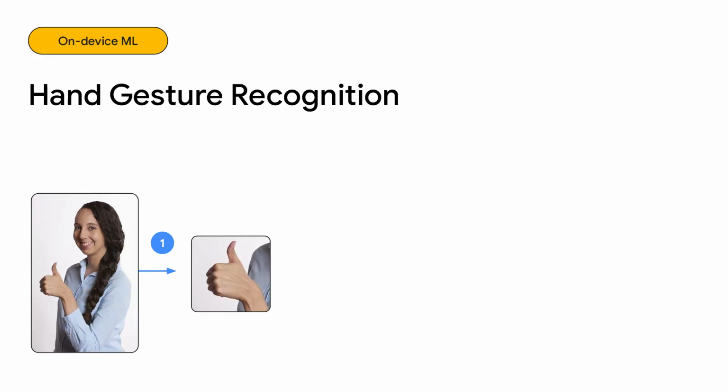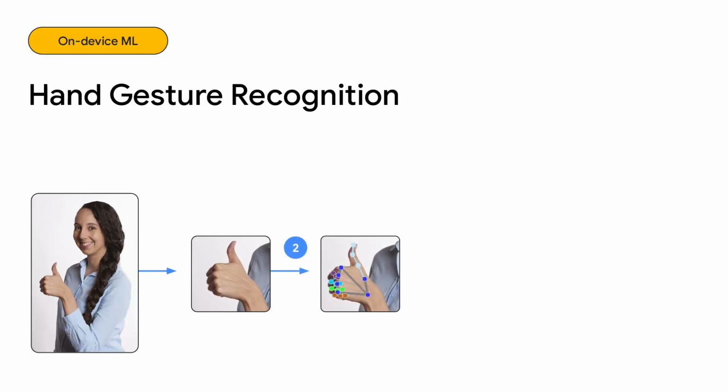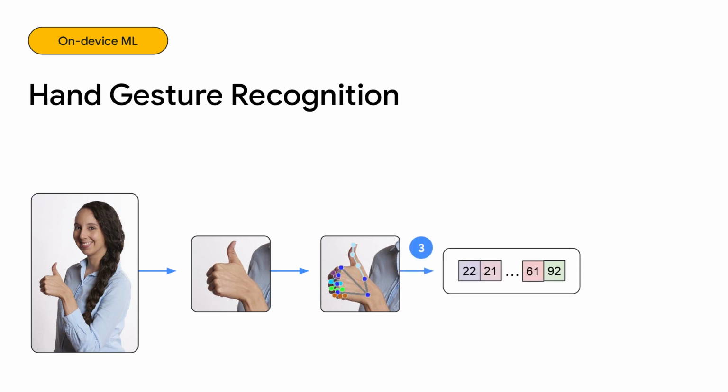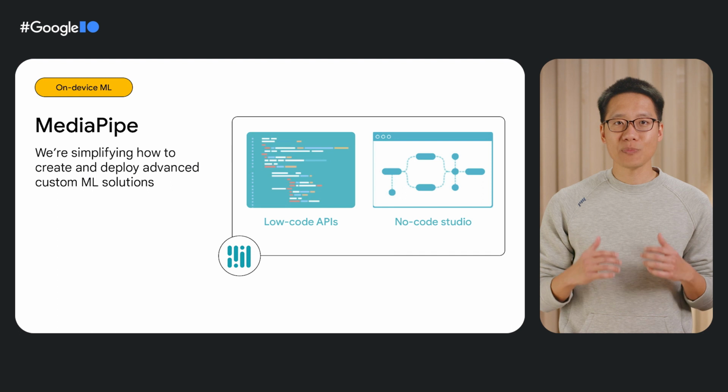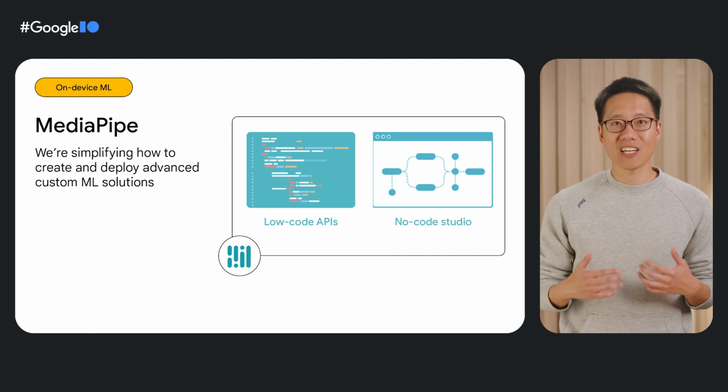The first one detects hands from the image. The second one detects the hand landmarks. The third one creates an embedding vector of the gestures. And the fourth one classifies this embedding as a thumbs up. On top of it, there are many other things that you need to take care of, such as how to run the whole pipeline efficiently on GPU, or how to deploy it on very different platforms such as Android and web. The good news is MediaPipe abstracts all of this complexity and offers you low-code and no-code tools to get started with on-device machine learning easily.